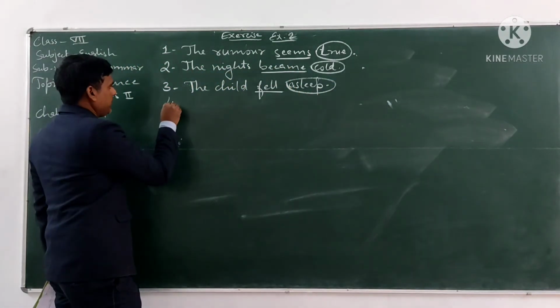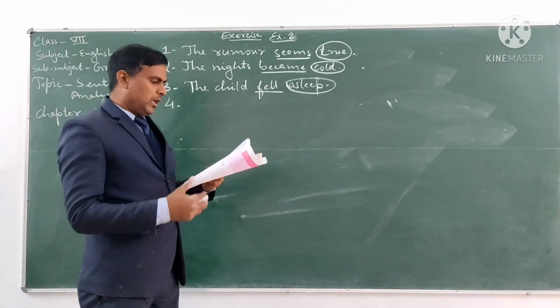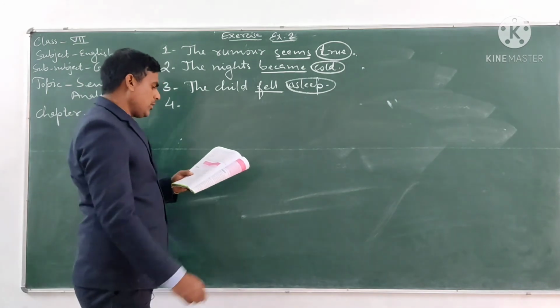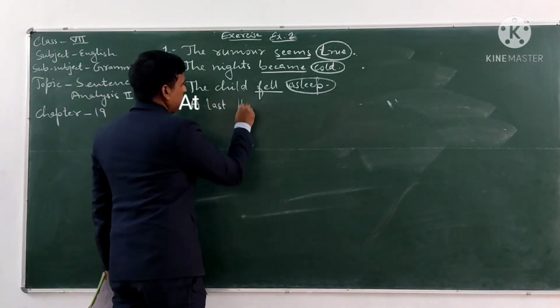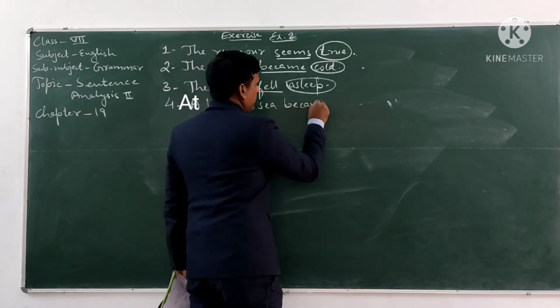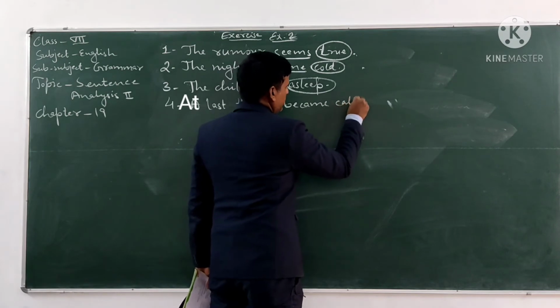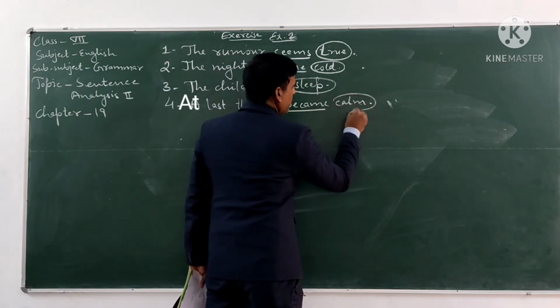Now see sentence number 4. Sentence number 4 is, at last the sea became calm. In this sentence, became is the verb and calm is the complement.